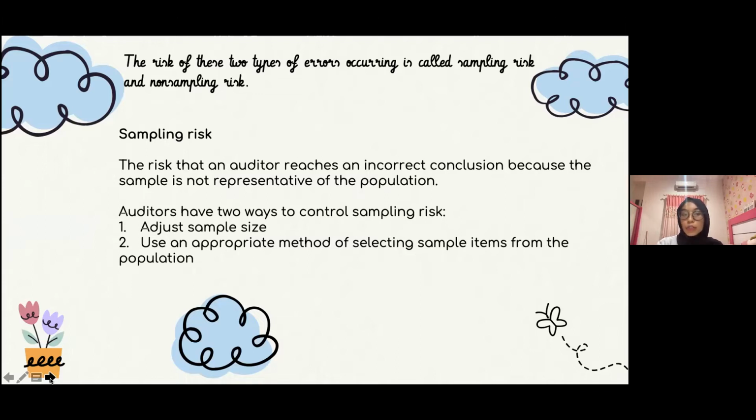Second is to use an appropriate method of selecting sample items from the population. Using an appropriate sample selection method increases the likelihood of representativeness. This does not eliminate or even reduce sampling risk, but it does allow the auditor to measure the risk associated with a given sample if statistical methods of sample selection and evaluation are used.